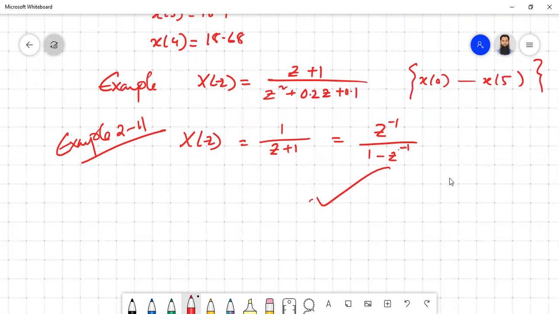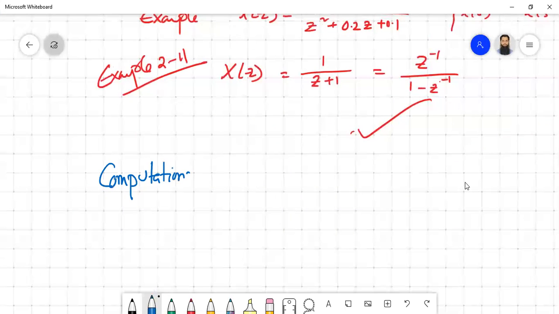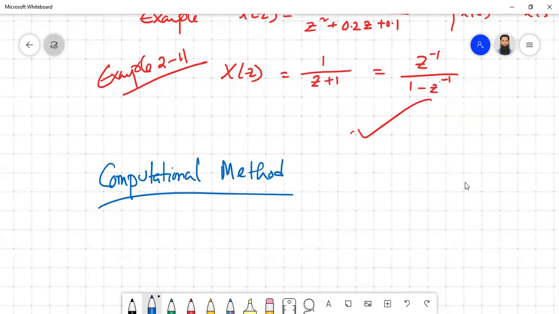Now go to the next method, that is the computational method. As I said, there are two methods in between, and one is MATLAB or any programming language you can use to figure it out. And also you can plot if you want. So one of the MATLAB codes is given to you.